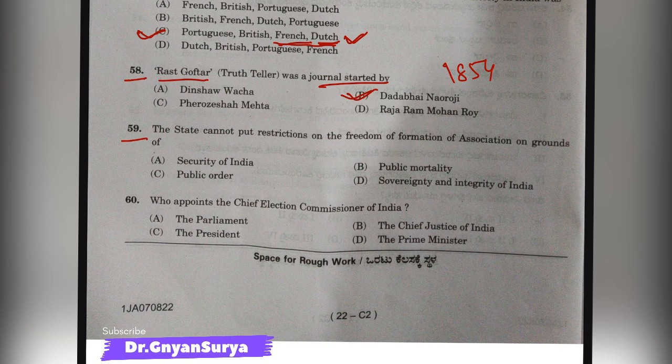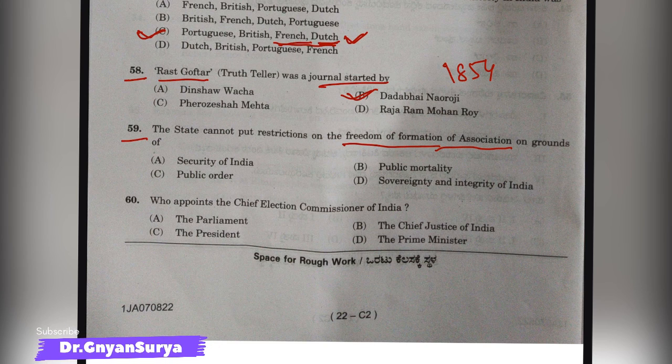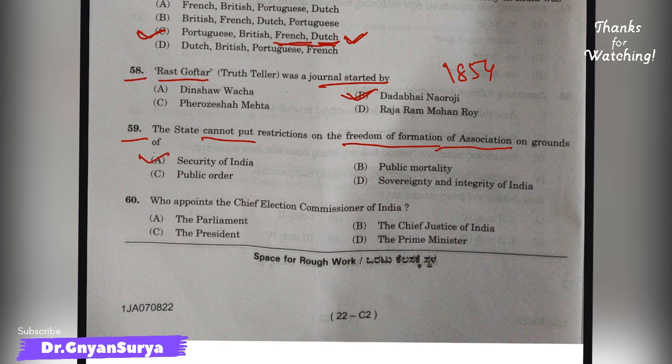Question number 59. The state cannot put restrictions on the freedom of formation of association on grounds of which of the following? Cannot put restrictions, so read the question twice to understand it. It cannot put restrictions on the security of India.